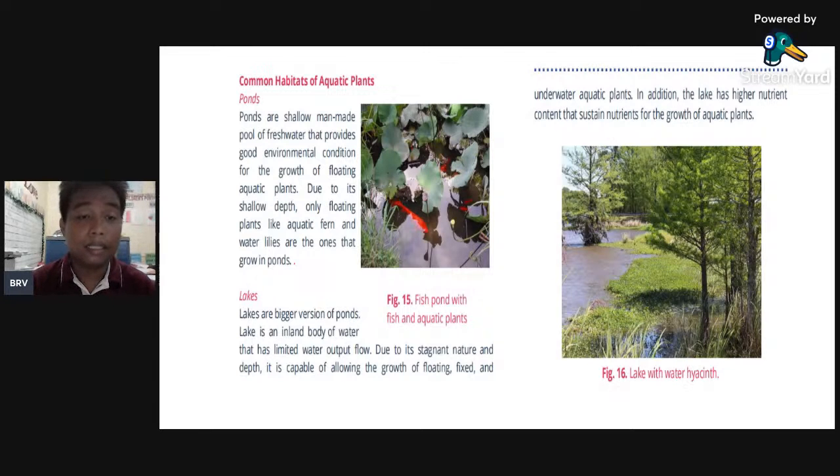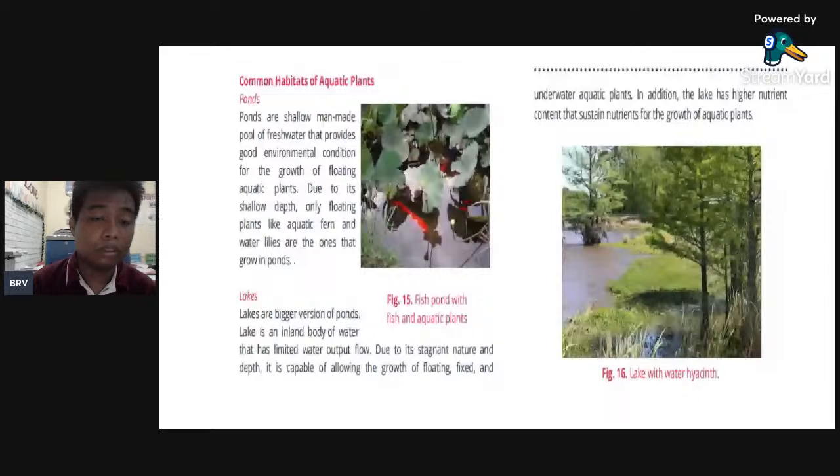So asa man ni kasagaran ang mga aquatic plants nakita? Okay, sa ponds. Ponds are shallow, man-made pool of fresh water that provides good environmental condition for the growth of floating aquatic plants. Due to its shallow depth, only floating plants like aquatic fern and water lilies are the ones that grow in ponds. So mostly sa ponds, kining mga floating plants ang makita nato diha.